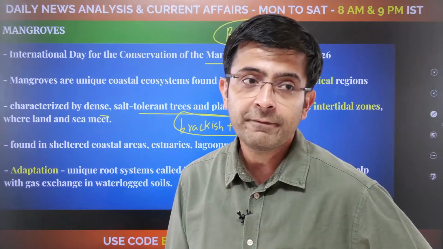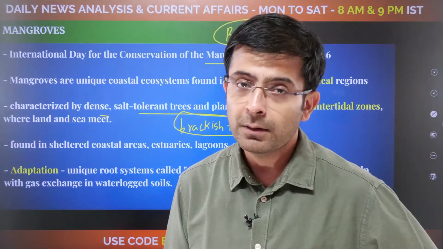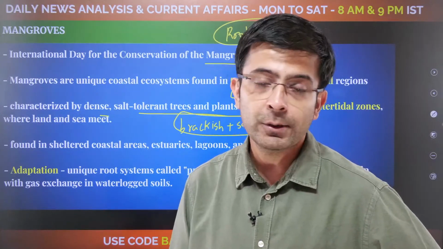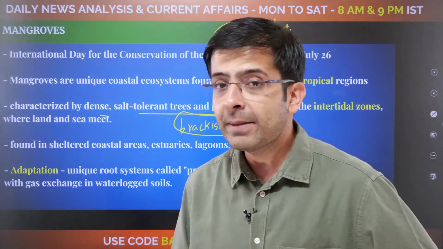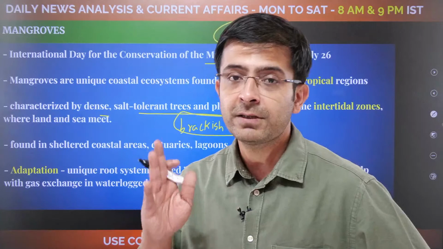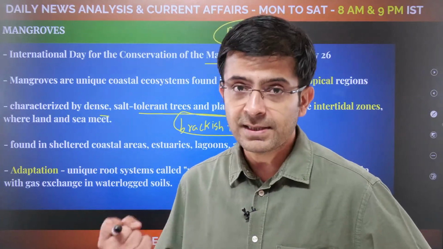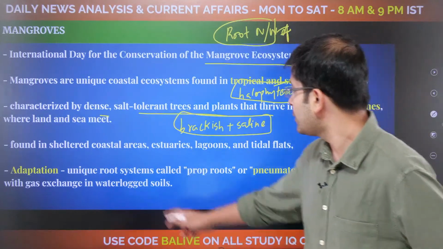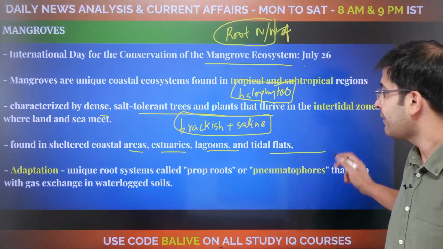Okay, in fact, if the temperature drops to, say, somewhere around 0 to 4, they are directly under threat. Okay, so freezing ecosystem unse nahi hota. Put them in water with low oxygen content, they will survive. Okay, extremely resistant variety, mangroves. Okay, sheltered coastal areas, estuaries, lagoons, tidal flats.